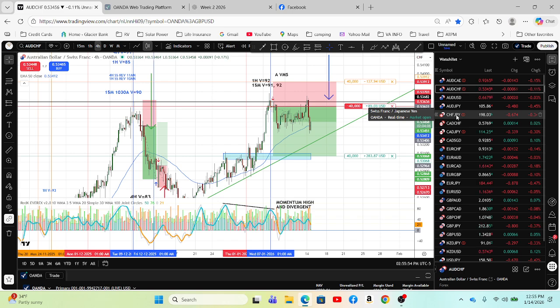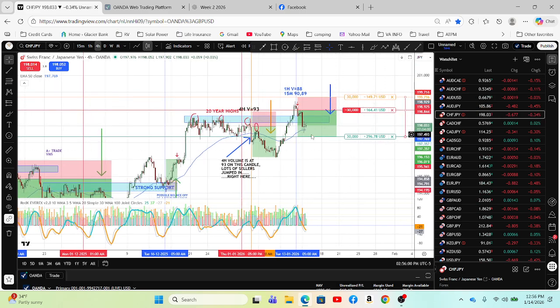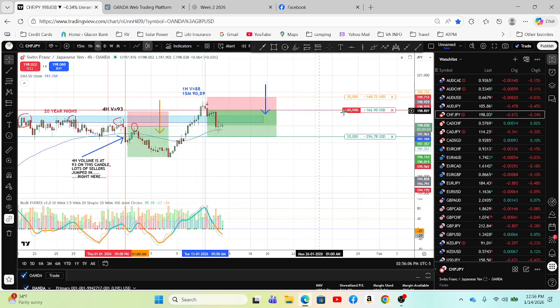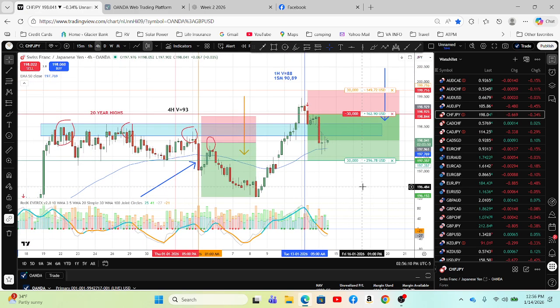Okay, so Swiss franc to the Japanese yen. And this one's going with us also, but has not made it, so anything can happen. Let me come in a little bit closer on this one. Can't quite see it.